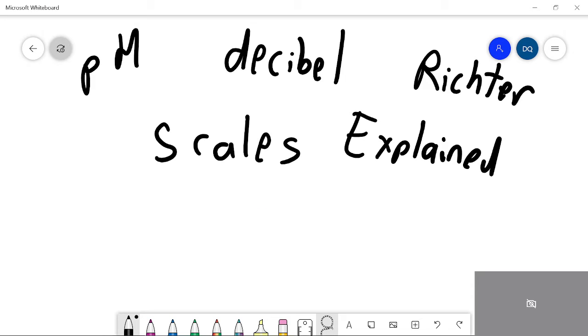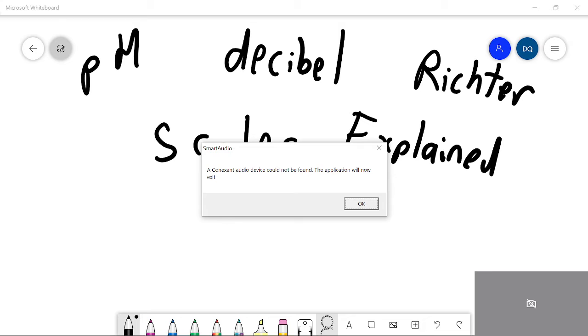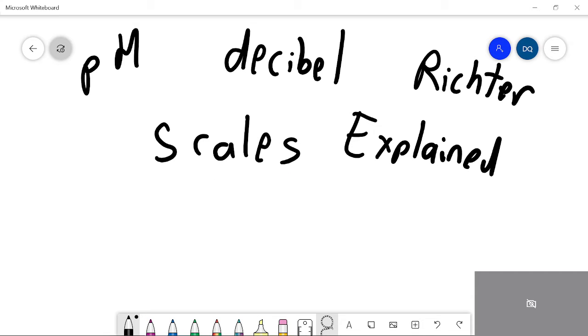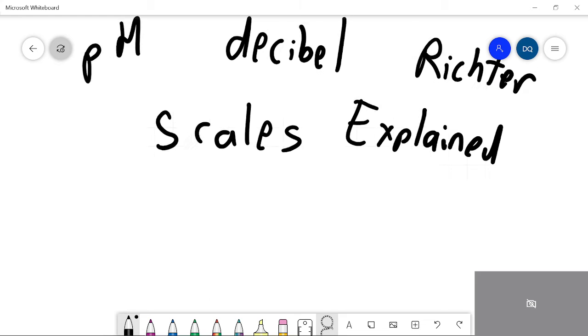I'm going to explain the pH, decibel, and Richter scales as best as I can. The point of each of these scales is they deal with a wide variety of numbers. And it can quickly become very hard to plot those numbers, compare them, or understand how they interact with one another. I'll give you an example here.